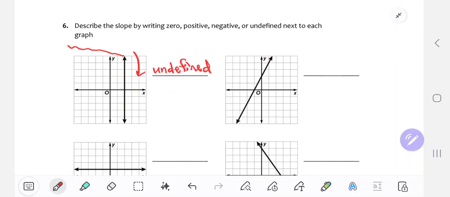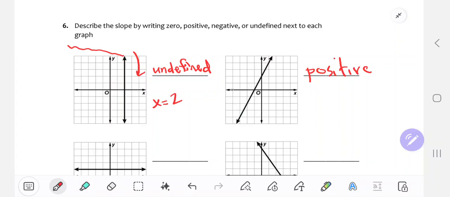Undefined. All right, so that vertical line, it doesn't say to do this, but just as extra practice, the equation there would be x equals 2. Undefined. Okay, this is a positive slope. Remember, Slope Dude always travels left to right.